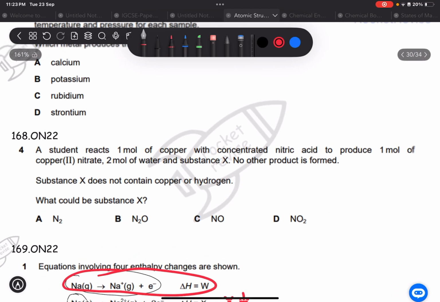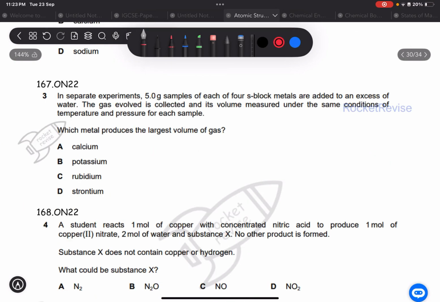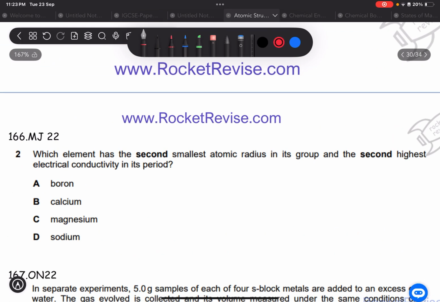Moving on to this question, which says a student reacts 1 mole of copper. I guess we're dealing with moles again, and that's not what we're doing. Okay, that's a moles question. Which element has the second smallest atomic radius in its group and the second highest electrical conductivity in its period?